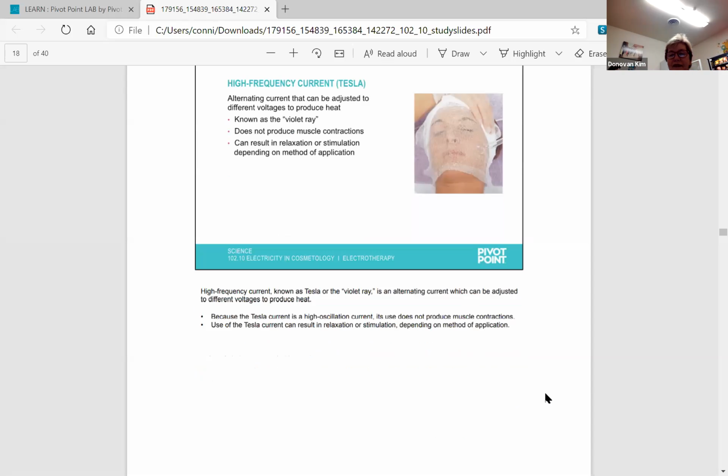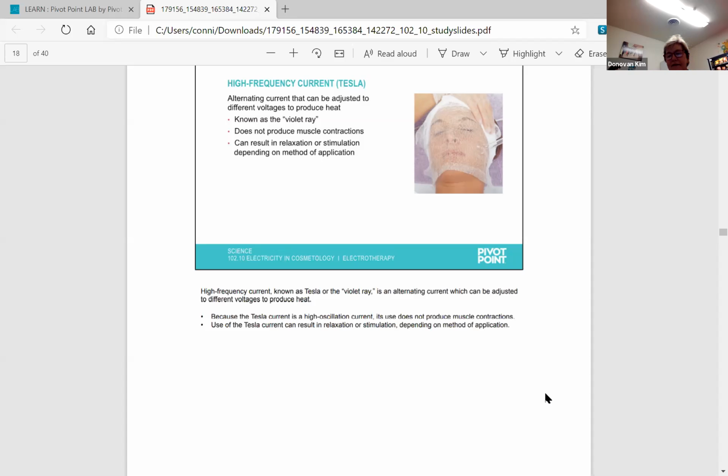All right. So you're going to get questions that ask you what is also known as the violet ray, what is also known as Tesla, and what is also known as high frequency. Okay, those are 3 different questions that they could ask. This is because the Tesla current is a high oscillation current. It does not produce that muscle contraction where it starts to reflex. So you use the Tesla current for relaxation or stimulation depending on its application method.